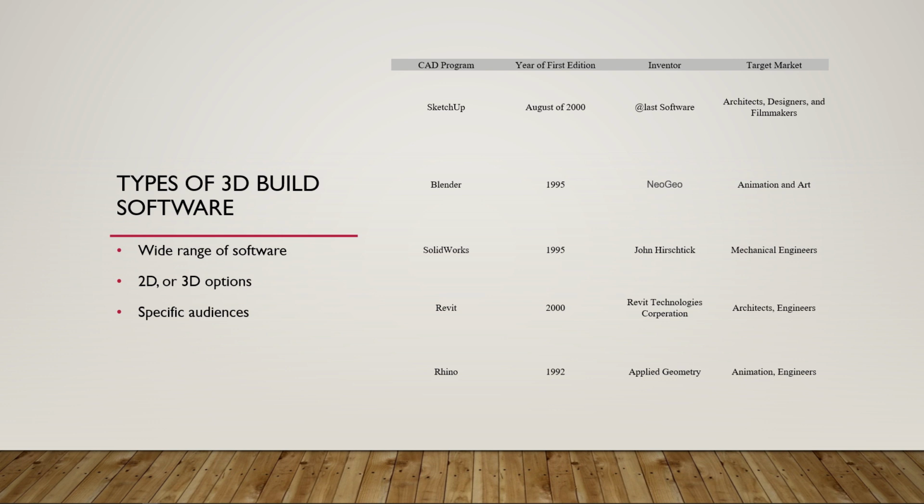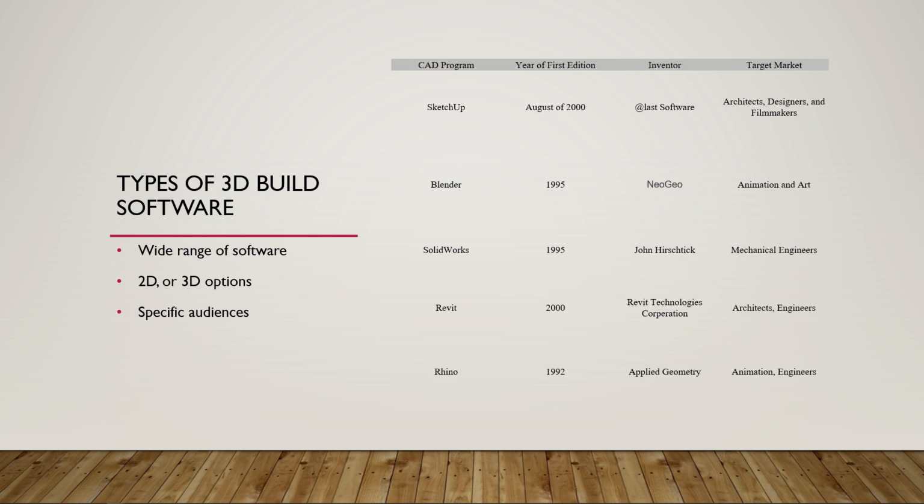Each one is typically designed for a specific audience. Like Blender in this case is primarily geared towards animation and art. They would use it to create video game characters or movie characters or something like that. Other programs like Rhino can actually do double duty. It's good for animation or engineering applications.